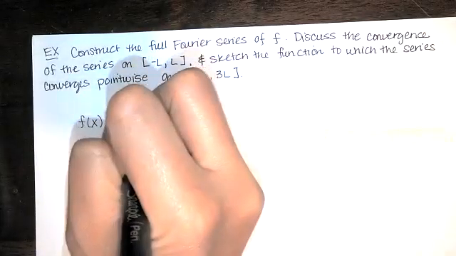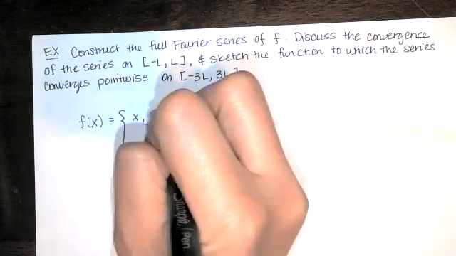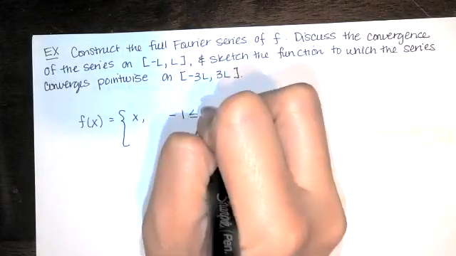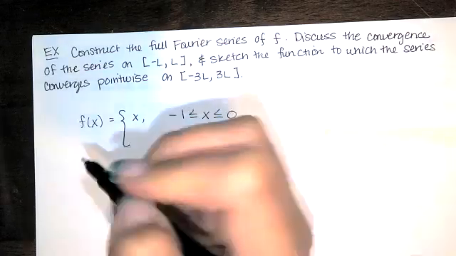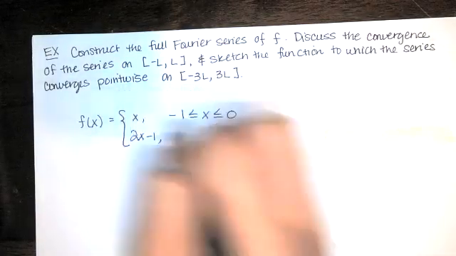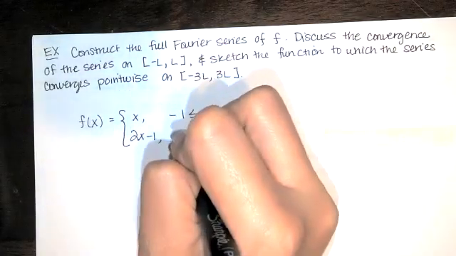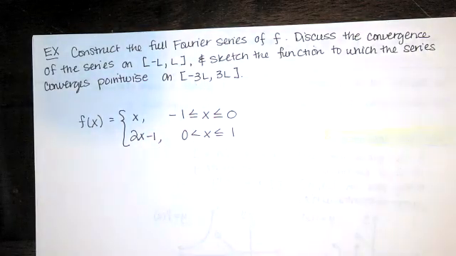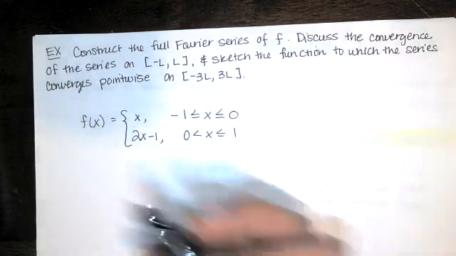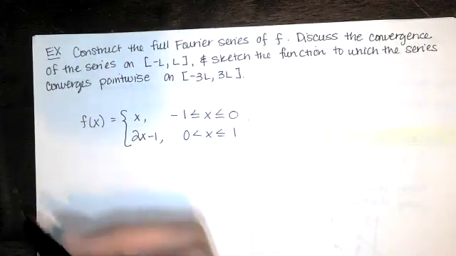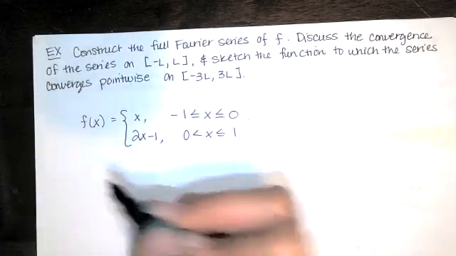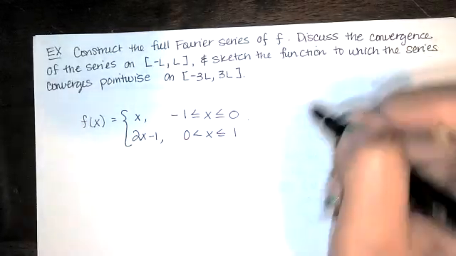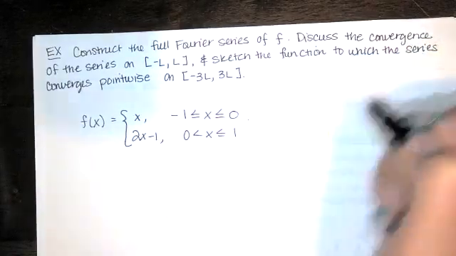I've got the function x on the interval from -1 to 0, and I want to use the function 2x minus 1 on the interval from 0 to 1. That's my plan. So first we're going to write down the form of the series. Well, actually, first, let's do something else. Let's sketch this guy.